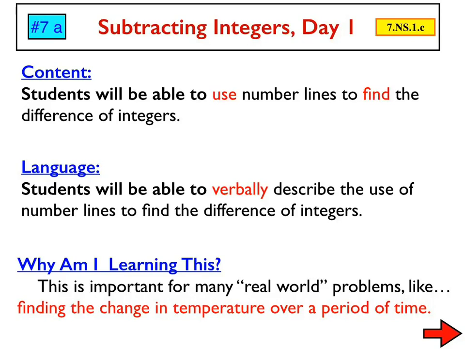The language objective: when you get together with your shoulder partner, you will verbally describe what you did on your number line to find the difference of the integers. And of course, we have our usual, why am I learning this?